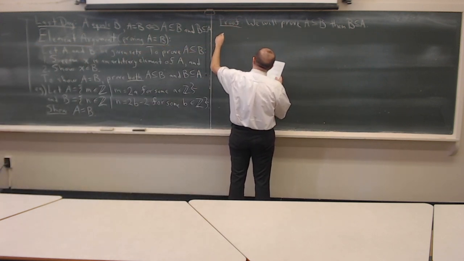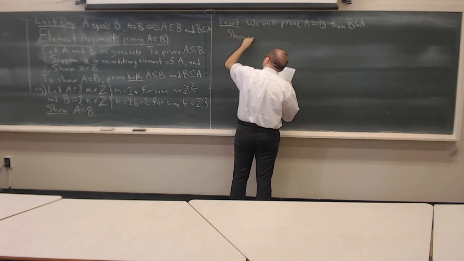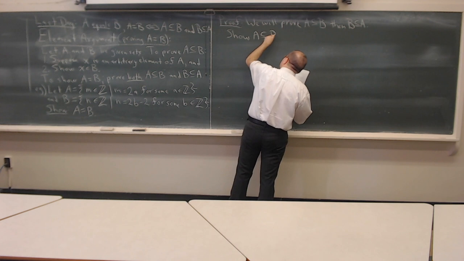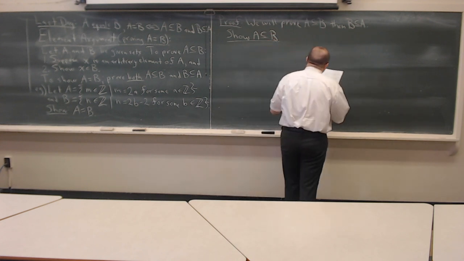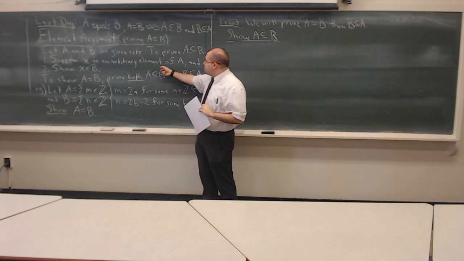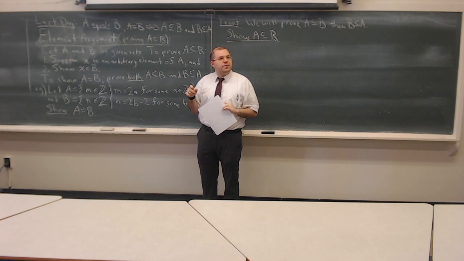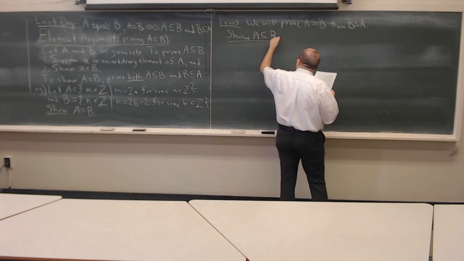So first, I'm just going to show that A is a subset of B. So I'm going to use this element argument. I need to first suppose that I have an arbitrary element of A. I'm just going to call it X, just to make this simple. It doesn't have to be called X, remember.